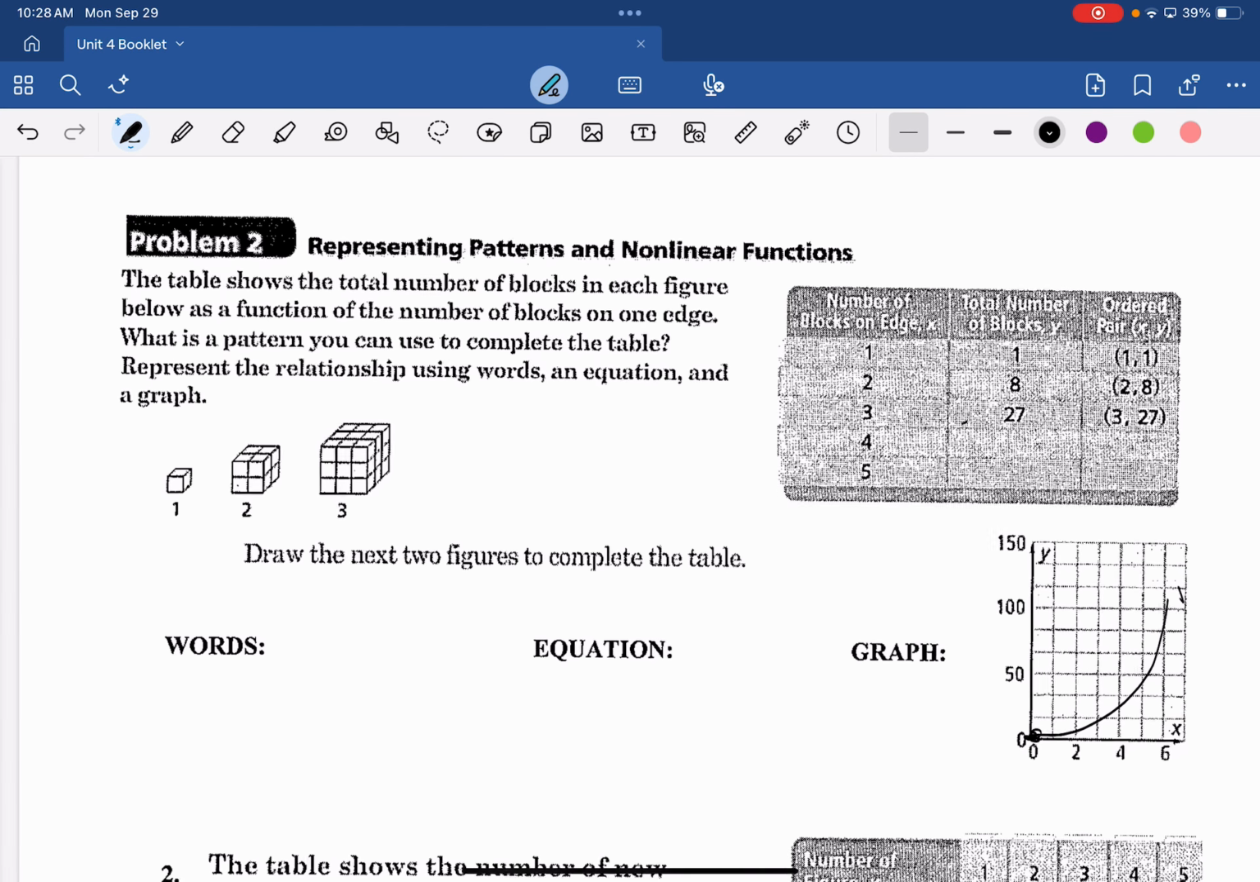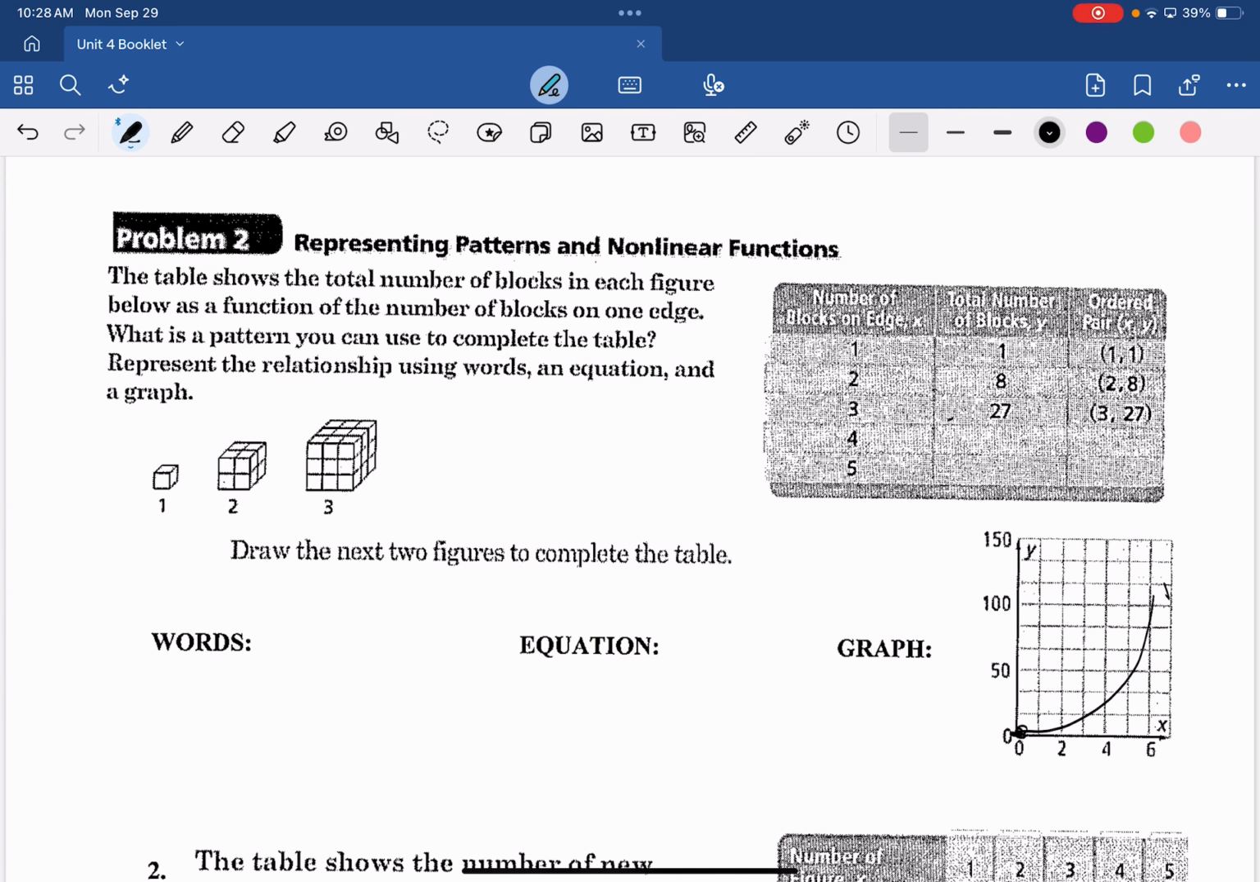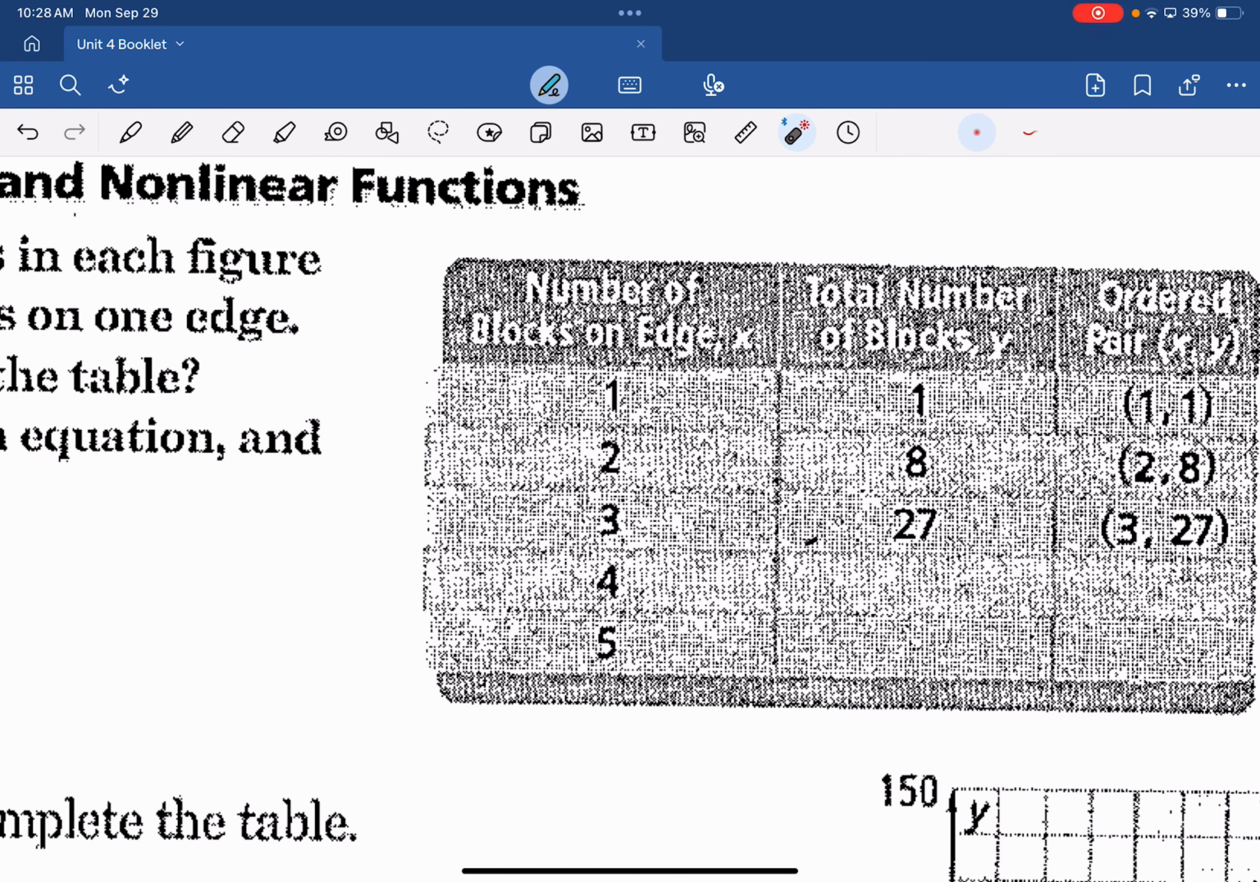All right, on the back, we have some very special cases. So on the back here, notice our chart. We're talking about a Rubik's Cube, pretty much the blocks of a cube. We're given the independent variable, the number of blocks on the edge. It tells me there's a relationship with the total number of blocks on my cube.